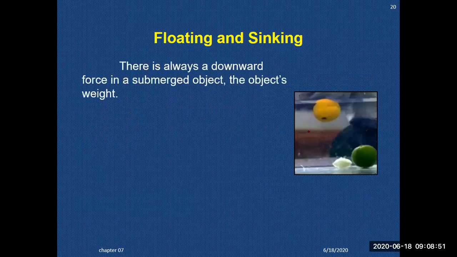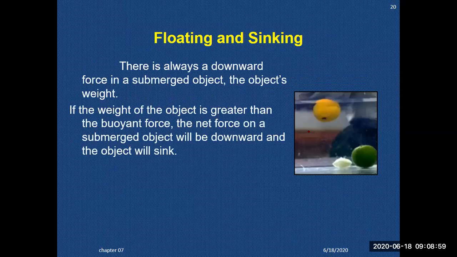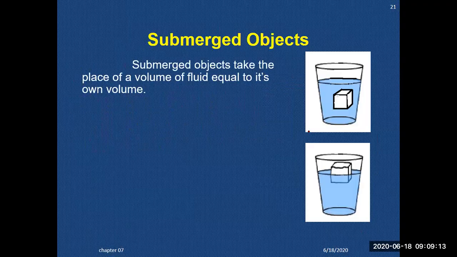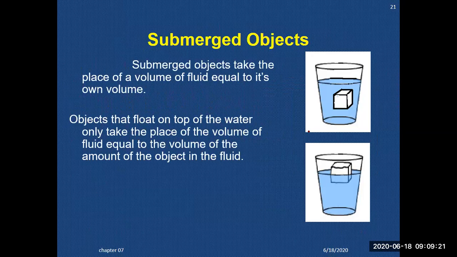Floating and sinking. There is always a downforce on a submerged object, the object's weight. If the weight of the object is greater than the buoyant force, the net force on the submerged object will be downward and the object will sink. It happens when the weight of the object increases. So here is another example, a submerged object. A submerged object takes the place of a volume of fluid equal to its own volume. An object that floats on the top of the water only takes the place of a volume of fluid equal to the volume of the part of the object in the liquid.